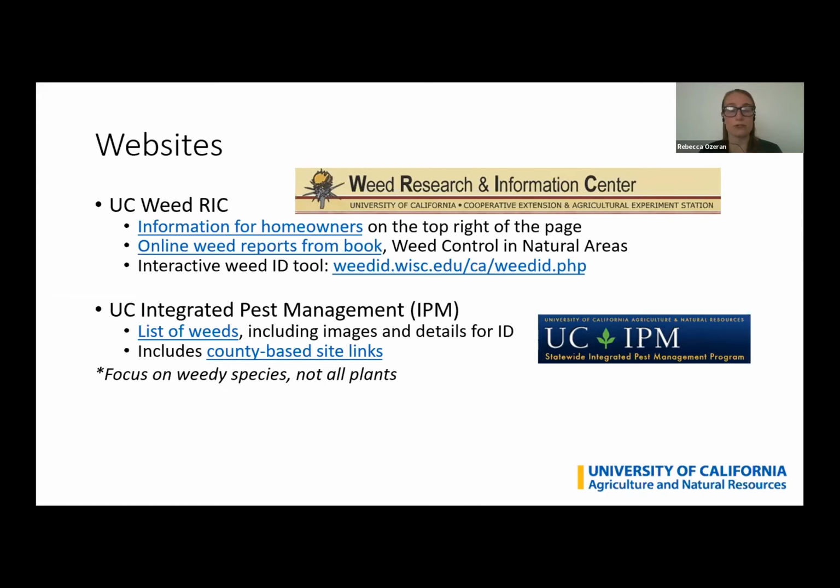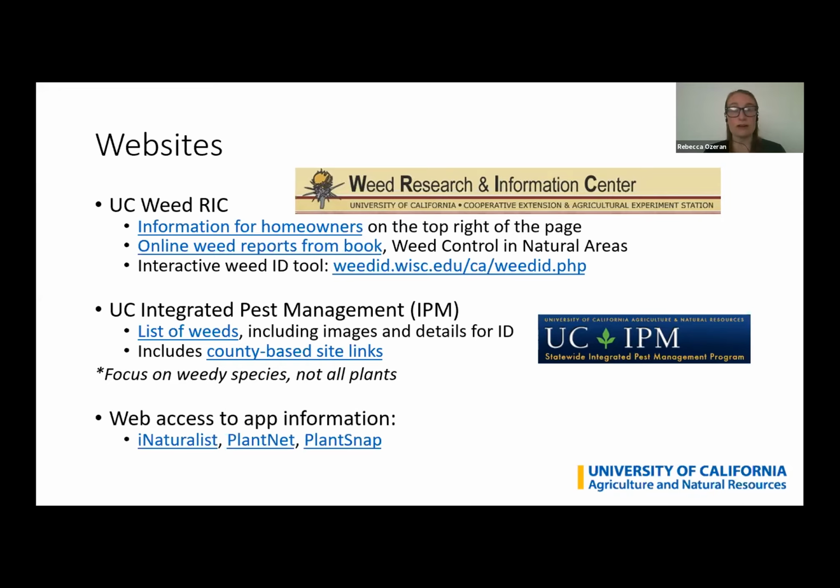And so if you are trying to identify a plant and it's not showing up, it's possible that the plant you have is not considered a weed by other entities. And you might want to just contact a person, contact your cooperative extension advisor, or find a local gardening group or other group that might help. Now, there are also, as I briefly mentioned, web access to the three apps that I shared. So there's a lot of online resources. And I'm sure there are even more that I haven't included today.